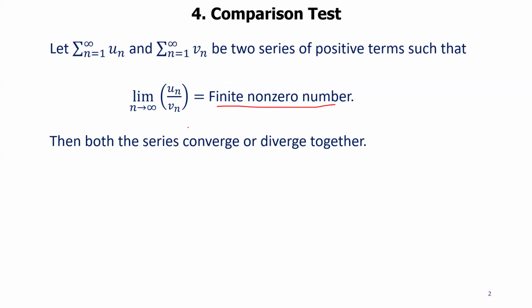So in case of the comparison test, this is very simple. Its meaning is very simple. We have to compare the two series, and then we are able to get that the given series is convergent or divergent. Now let us take one example so that it will be clear.